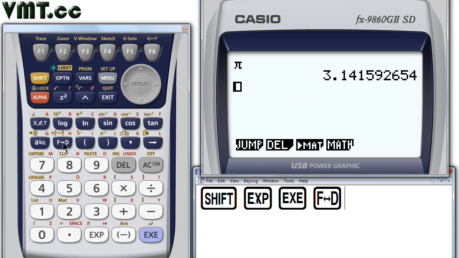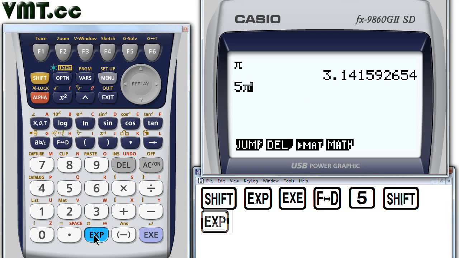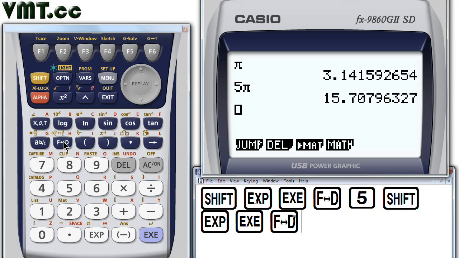For our second example, type in 5 and then Shift EXP for the pi, execute, and let's get the decimal approximation, and there it is.